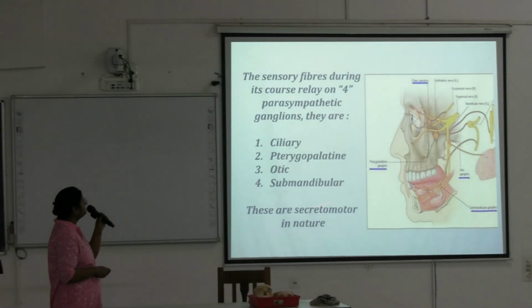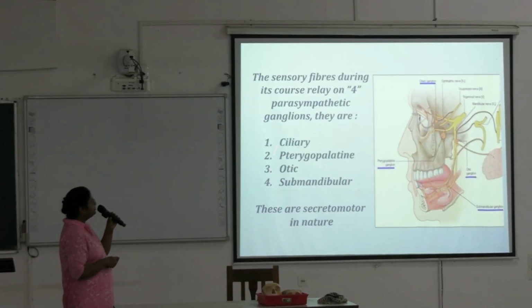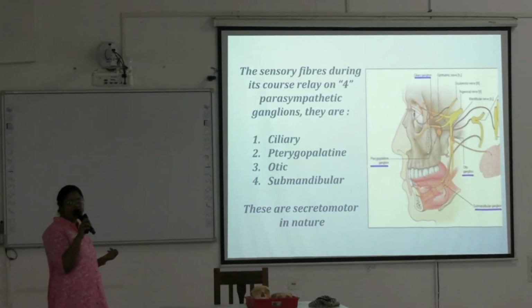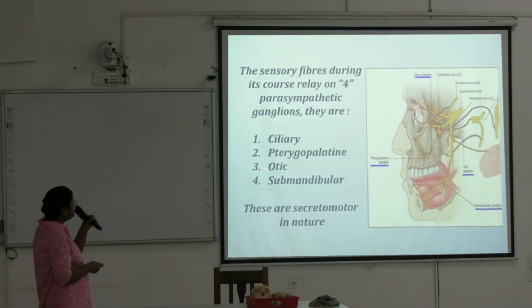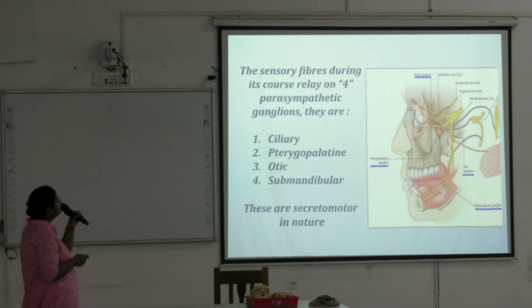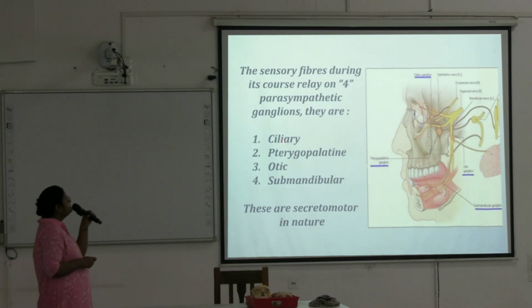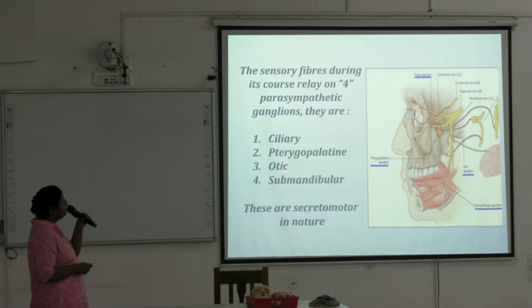Next we go to the parasympathetic ganglia related to this nerve. This comes in your theory. You should know the names of these parasympathetic ganglia associated with these nerves, and their detailed discussion. Their sensory fibers, motor fibers, supplying area, all those are asked. These ganglia are important, okay? So the sensory fibers during this course rely on four parasympathetic ganglia. They are the ciliary ganglion, pterygopalatine ganglion, otic ganglion and submandibular ganglion.